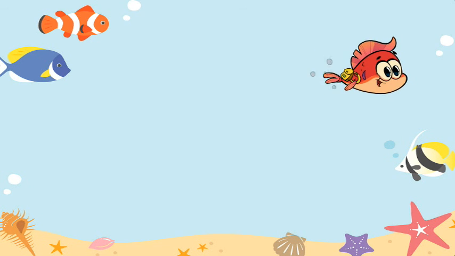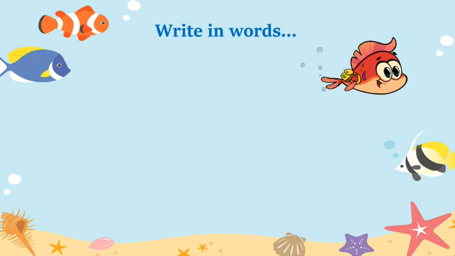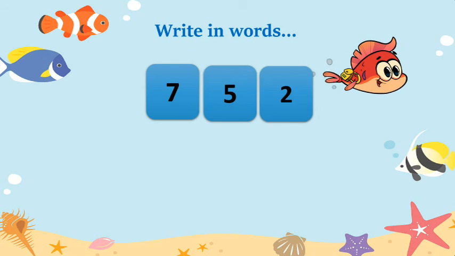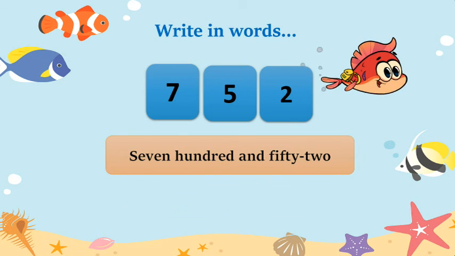Now let's look at how you can write figures in words. Who can read this number? Yes, this is 752. So how can we write this figure in words? Yes, seven hundred fifty-two. We have to write 7 and 52. 5 and 2 we have to write together, right? Then how can we read this figure? It is 752. Yes, good.